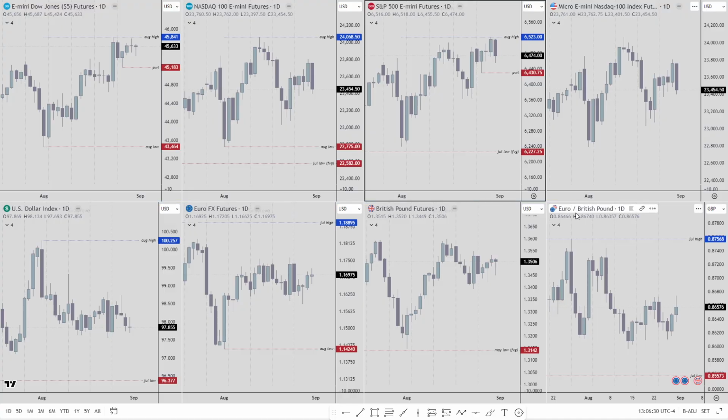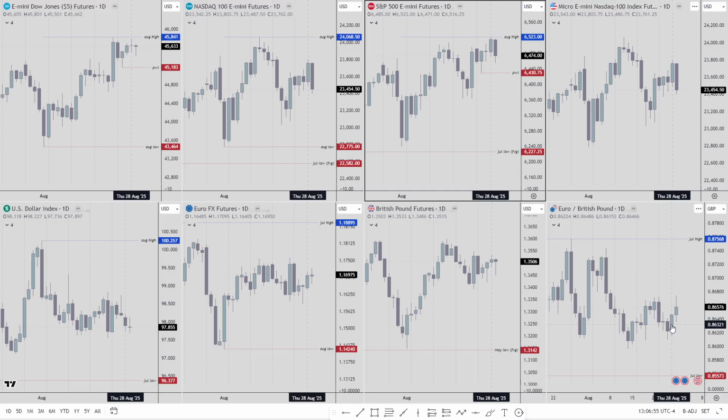And then for the euro versus British pound, we are in a consolidation as well. There is no signs of clear manipulation or distribution so far. So for the Forex, I would be neutral as well heading into next week.